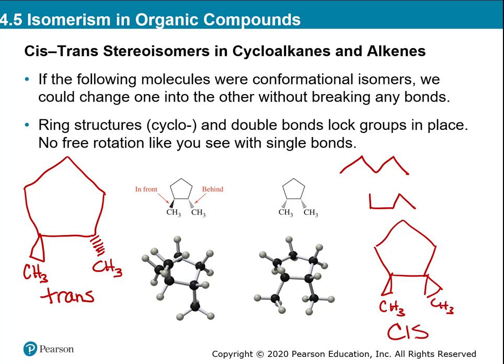And I always think of trans like Trans-America means to go across, right? So trans, they're kind of across from each other on the ring. When I think of cis, cis means it's on the same side, like it all sounds the same. So cis is on the same side. That's literally how I learned them and could keep the two of them straight. Trans is opposite sides. Cis means they're on the same side. This is really the only ones that you're going to have to name.